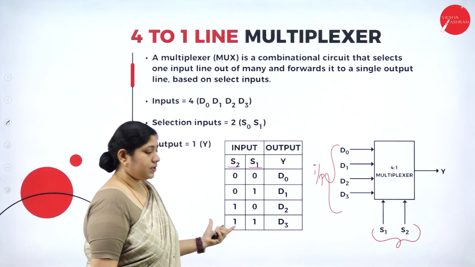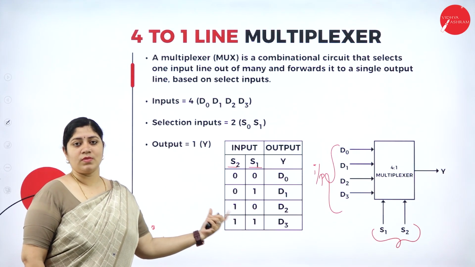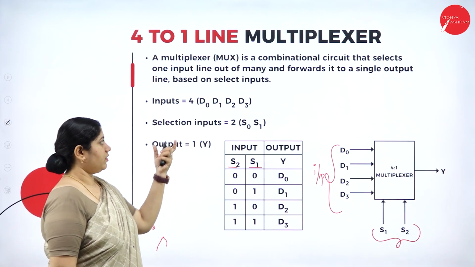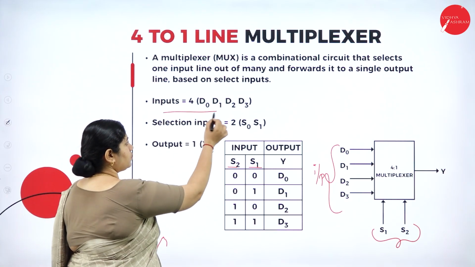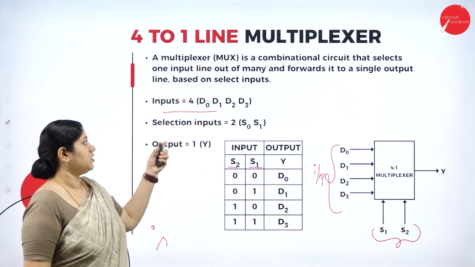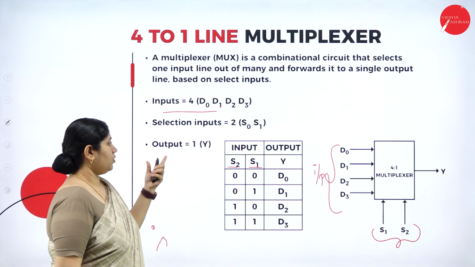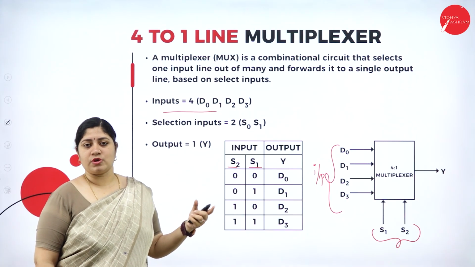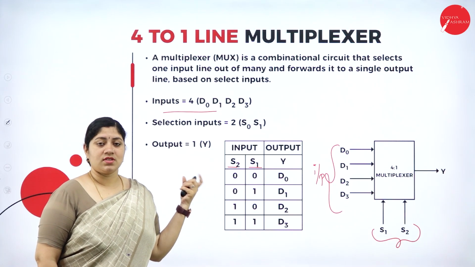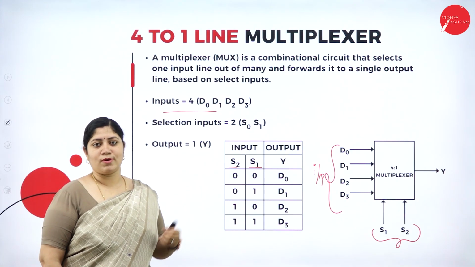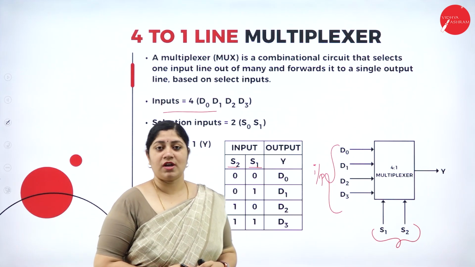So this is the truth table of a multiplexer. Here we have defined the inputs again. We have 4 inputs, D0 to D3, selection inputs S0 and S1, which are 2, and output 1. So it is important to describe the things that are defined or used with respect to the block diagram. This is about a multiplexer.